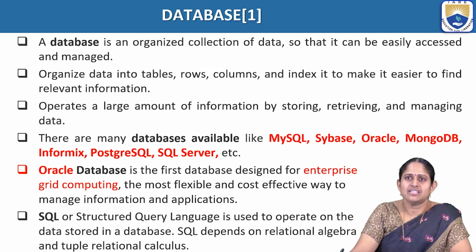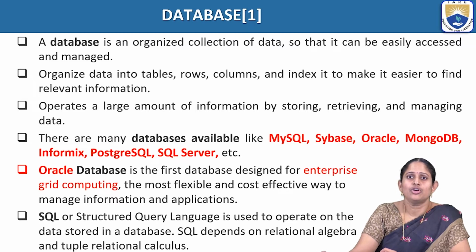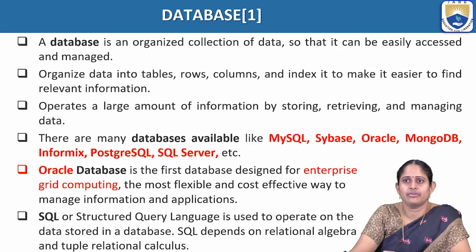So a database is a place wherein we store data. The data are stored as tables in a database. We organize these data in the form of tables as rows and columns, and we have some index to make it easy to find those data. There is a large amount of information. This database operates on a large amount of information for storing, retrieving, and managing data.